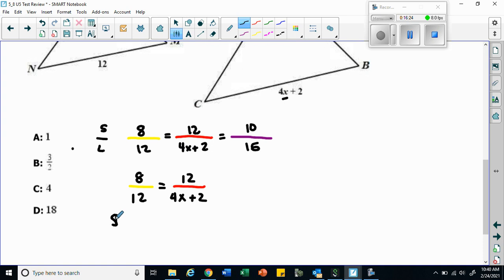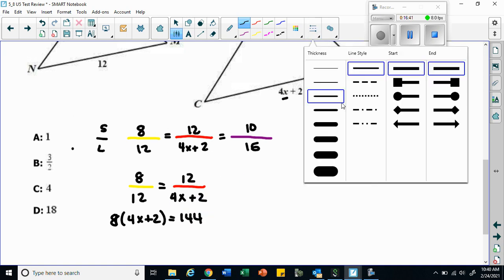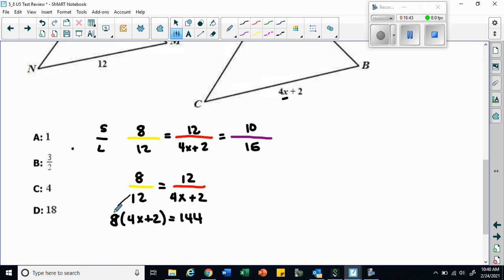So we're going to do 8 times 4x plus 2 equals 12 times 12. I know this, because it's the square root, 144. Okay, so now I'm going to distribute what I got here. 8 and 4 is 32x, 8 and 2 is plus 16, equals 144.